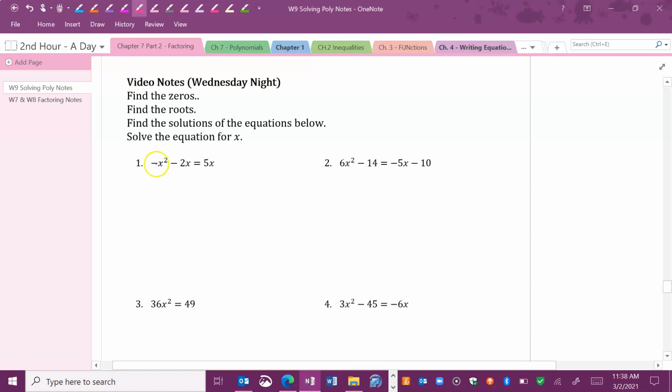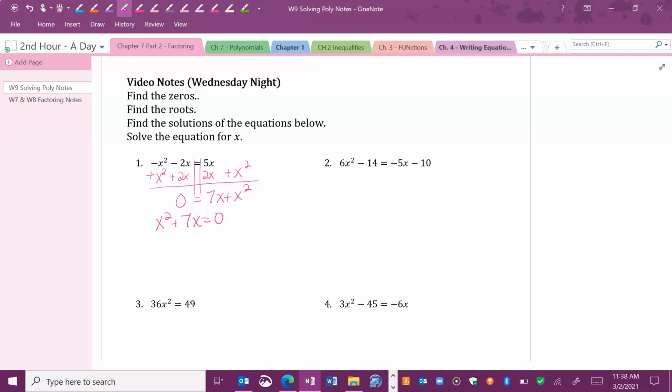Because I don't want to have this negative x squared here, I'm going to go ahead and move my negative x squared and my negative 2x to the other side. When I put this x squared over here, there's nothing to add it to, but the 2x I can keep like terms together. So essentially I end up with nothing over here, and I have 7x plus x squared. I'm just going to go ahead and rewrite that as x squared plus 7x equals 0. That's the same thing. I now need to factor.